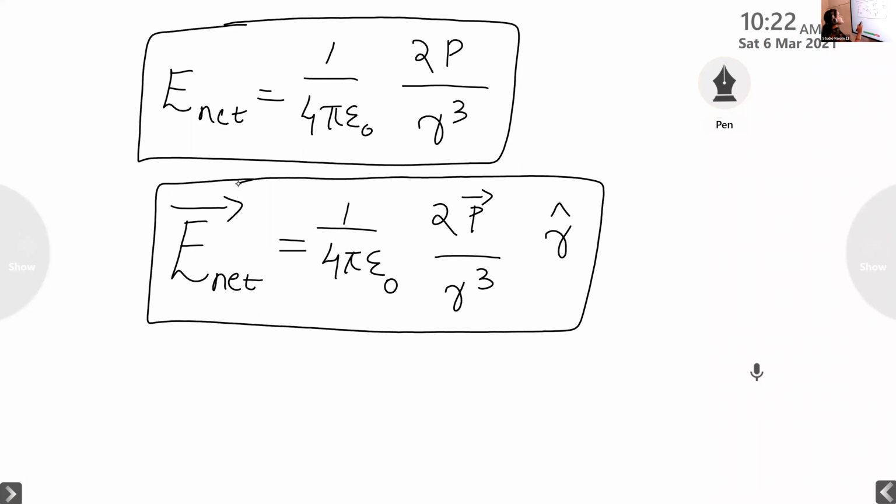So in the normal form, the net electric field is equal to 1 by 4 pi epsilon 0 times 2p divided by r cube. But the electric field is a vector quantity, so the vector net electric field is equal to 1 by 4 pi epsilon 0 times 2p vector divided by r cube into r cap. R cap is a unit vector, since we are representing this in the form of a vector field. So this is the equation for the electric field at a point along the axis of an electric dipole. Is it clear?